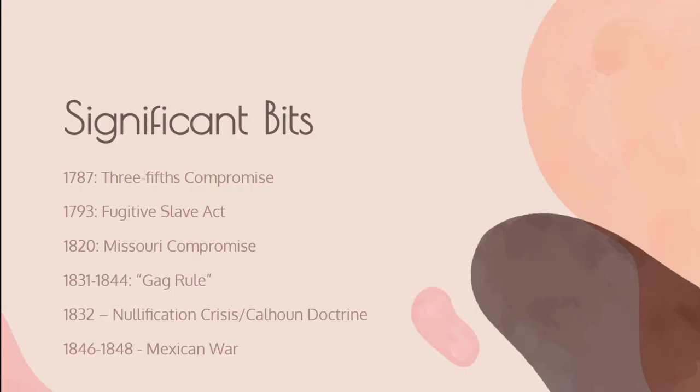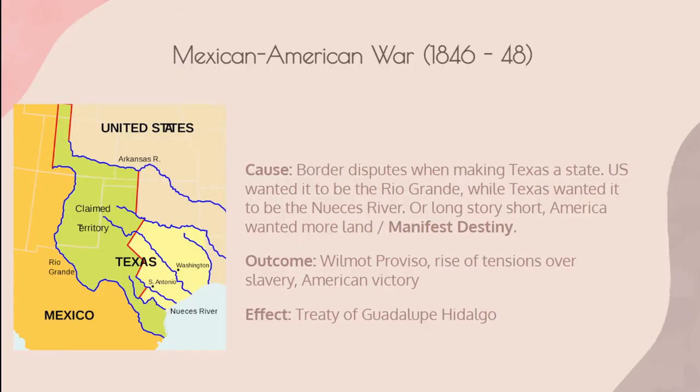Then in 1846 to 1848, we have the Mexican-American War, which we'll get into right here. The cause of it was a border dispute, making Texas a state. This was manifest destiny. The United States wanted a bigger state. Mexico wanted to keep some more land. So we have the Rio Grande at the way bottom. That's where the United States went for Texas, while on the other hand, Mexico went at the Nueces River, right there. And the outcome of this, well, there's a few outcomes.